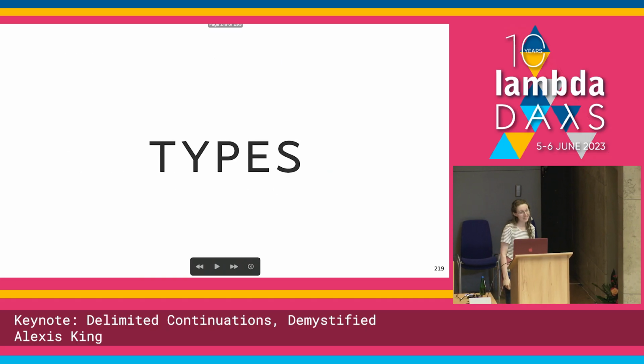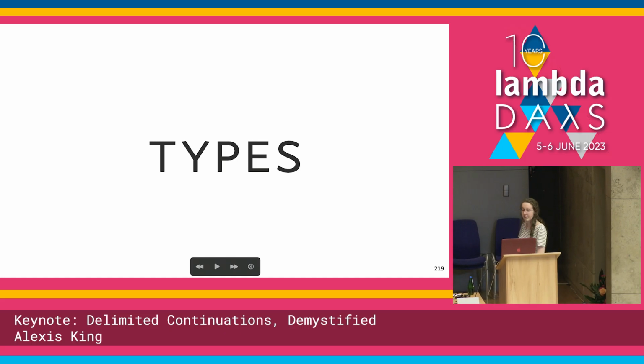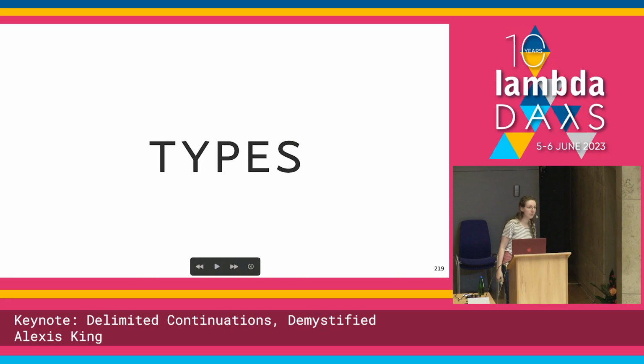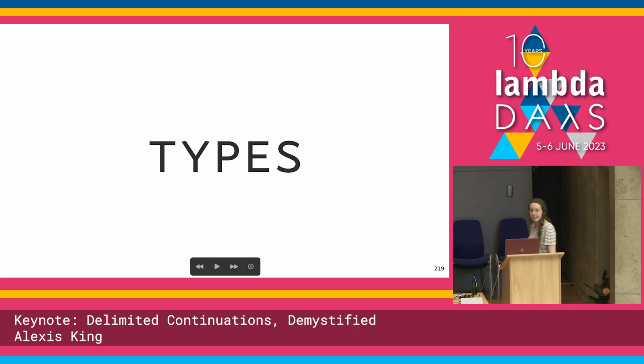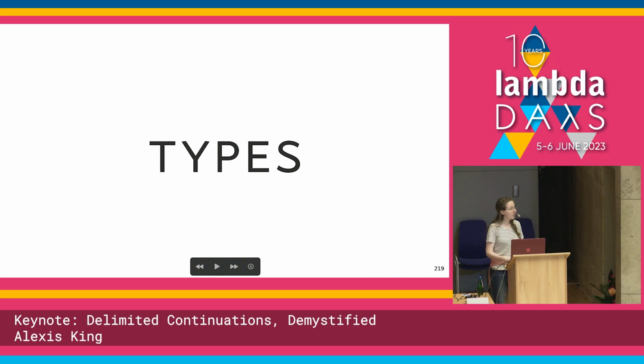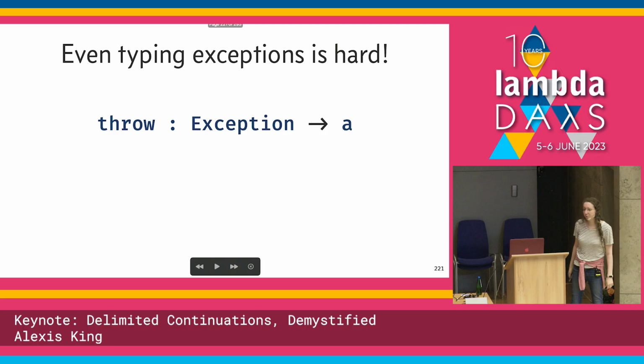But I do want to talk a little bit about types in the context of prompt and control, because you've probably noticed I haven't talked about types really at all. And some of you may be confused or even annoyed that that's the case. But there's a reason for that, which is that giving types to these operators is still not trivial. In fact, that's true even for just exceptions. We don't really think about it all that much, but if you think about the type of throw, well, it returns anything. This is some universally quantified variable.